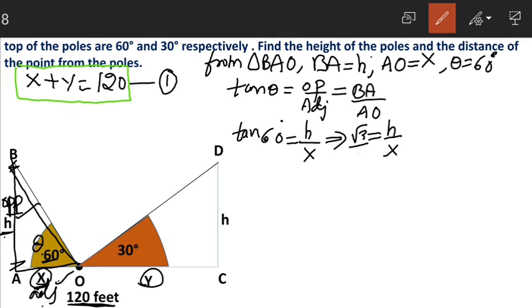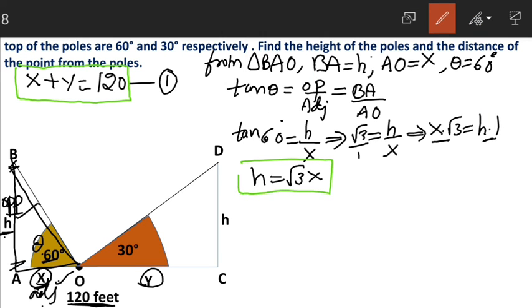Now just write root 3 as root 3 by 1. Now do the cross multiplication. Here we get X into root 3 is equal to H into 1. That means the H value is equal to root 3 x. So H is equal to root 3 into X. This is our relation between H and X. Consider this as equation 2.